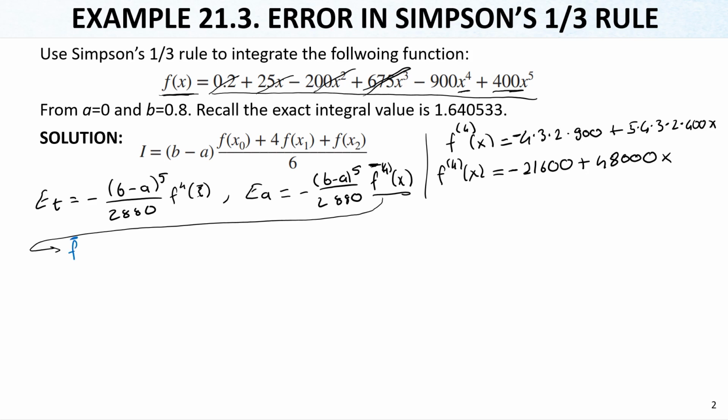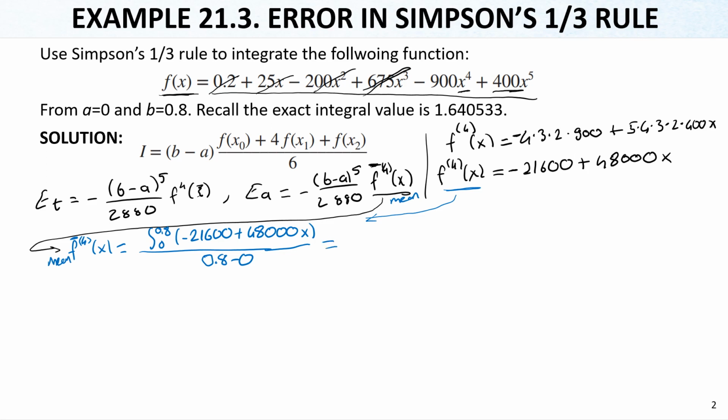F mean for x is equivalent to the integration from 0 to 0.8 of the fourth derivative, this one, put it here. So minus 21,600 plus 48,000 x divided by b minus a, 0.8 minus 0. So mean means, this is the mean. In integration, it is in between the limits.